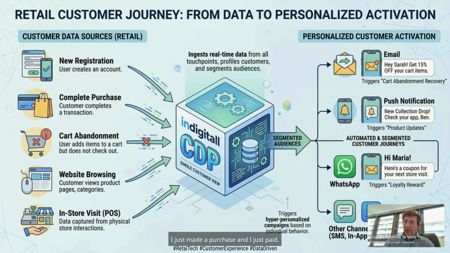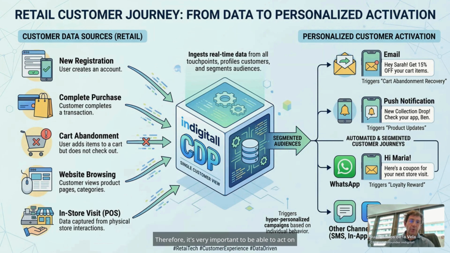I just made a purchase and I just paid. Or also online events, right? I just abandoned the cart. I've seen the website and I've seen certain products, but then I don't buy them. Or I go to a point of sale and I do different actions at the point of sale and I leave. This allows me to have all this information, which are different events, saved in the CDP so that they allow me to create personalized communications, segmented communications.